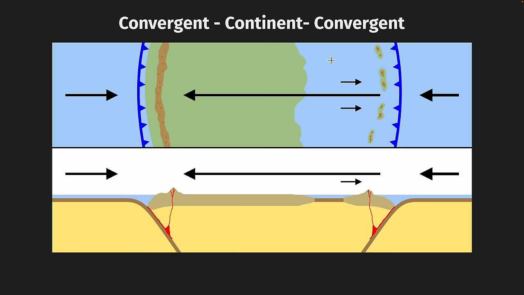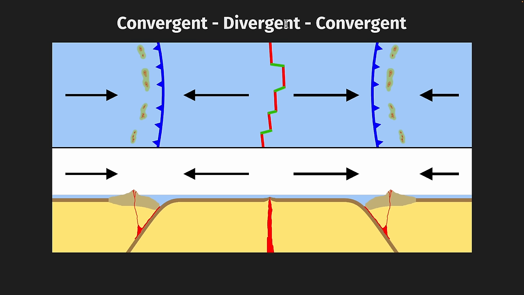System number three, convergent, divergent, convergent. You have a convergent boundary here, plates coming together, a divergent boundary here, like a mid-ocean ridge, plates spreading apart, and a convergent boundary here, plates coming together. It's depicted as being island arcs here, but they could be full-on continents as well on either side.